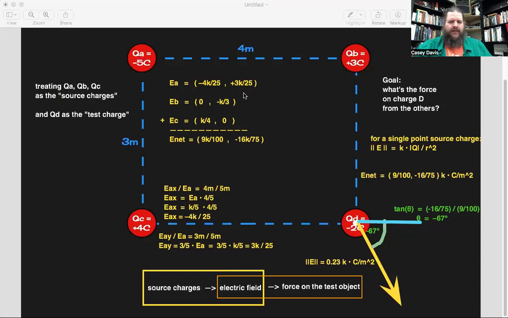Outwards from what? Or what do you mean by outwards or inwards? Not the electric field caused by charge D. We know the electric field caused by everything else. If we want to know the force that charge D experiences because of that electric field, what do we know about the force on a negative test charge as compared to the electric field at that location? Or how are electric field and force related in the first place? If you know the electric field, how do you determine the force on the test object?